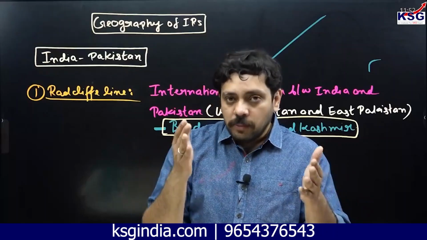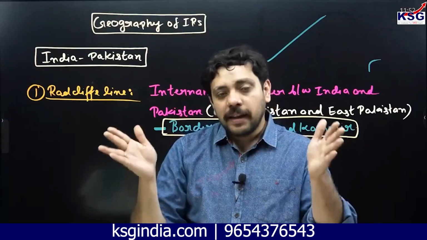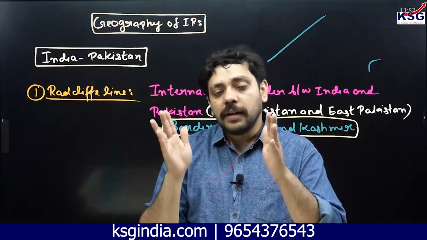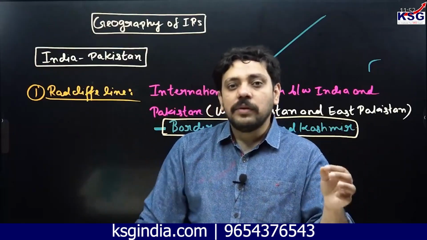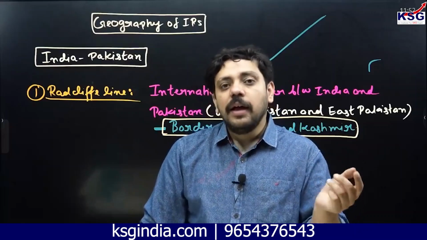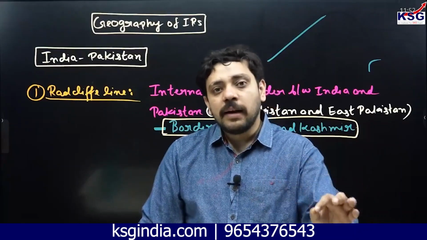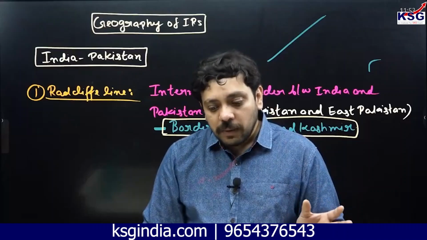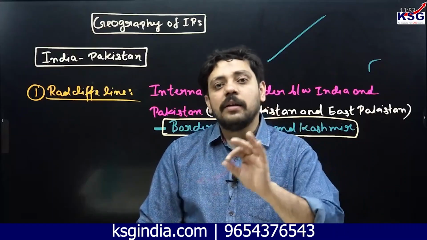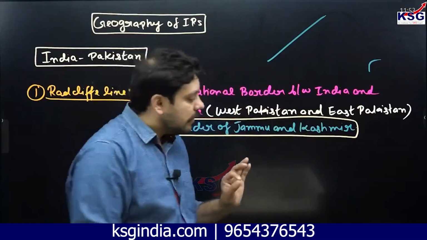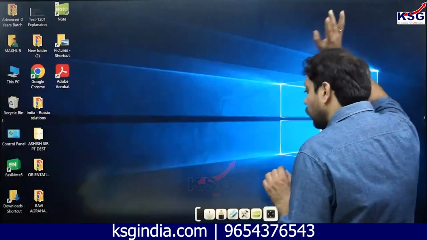Right, so while the partition of India was happening at that point of time, Jammu and Kashmir was neither a part of India nor Pakistan, and the instrument of accession that the princely state of Jammu and Kashmir signed with India was signed later than when the Radcliffe line was formed. So Jammu and Kashmir became a part of India later on, and therefore it is not demarcated in the Radcliffe line. That's a prelims question from previous years.